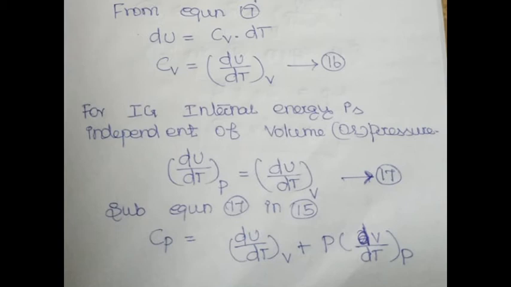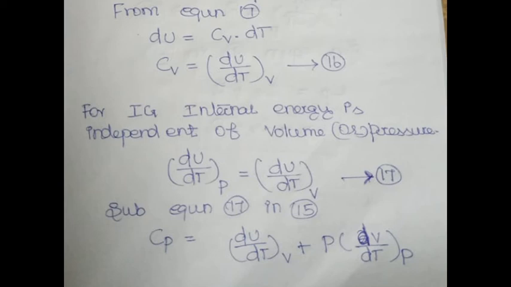For an ideal gas, internal energy is independent of volume and pressure. So that's why, for an ideal gas, dU by dT at constant pressure is equal to dU by dT at constant volume. Why? Because these two parameters are independent. This is the 17th expression.